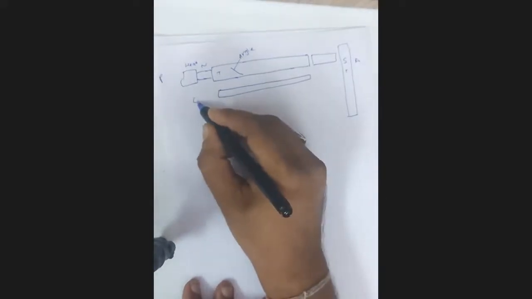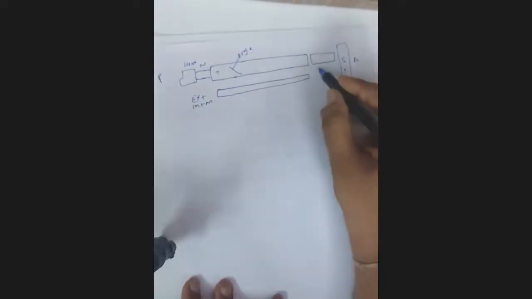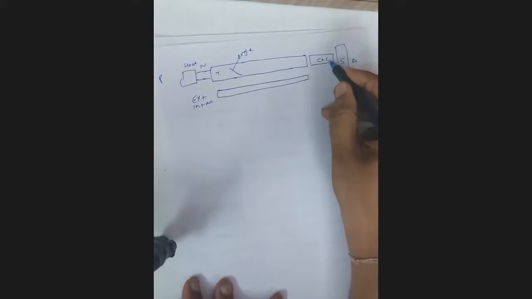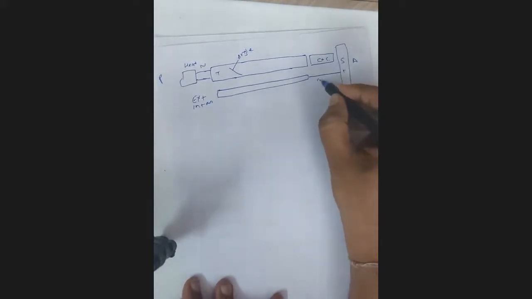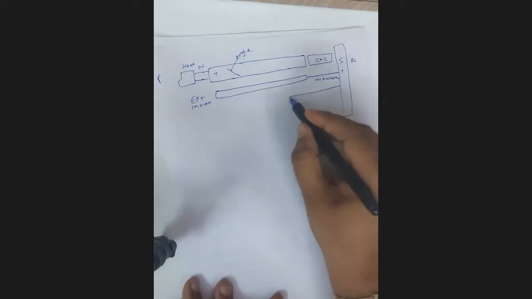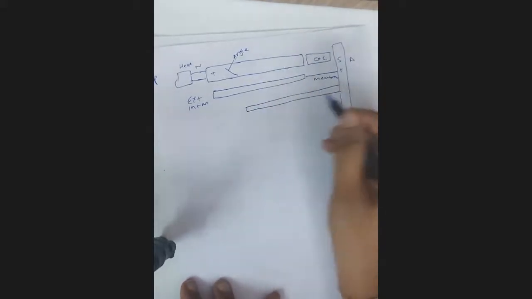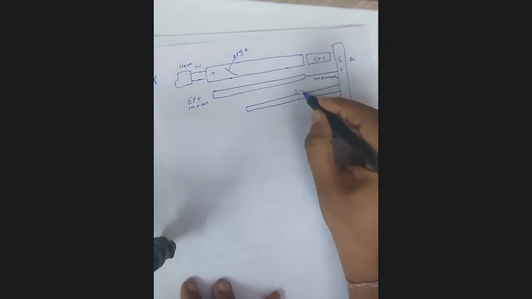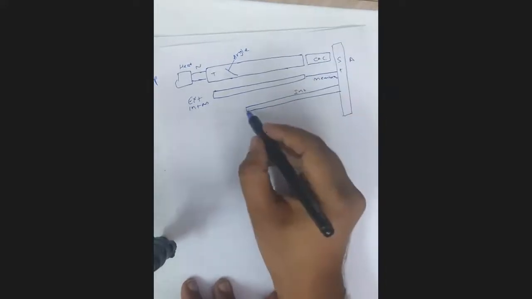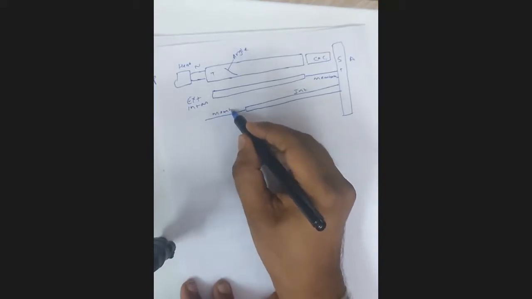The external intercostal muscle goes only up to the costal cartilage, and beyond that it becomes a membrane. While the internal intercostal starts from here and runs up to the angle. So this is the internal intercostal. It starts from the sternum, goes up to the angle, and beyond that it becomes a membrane.